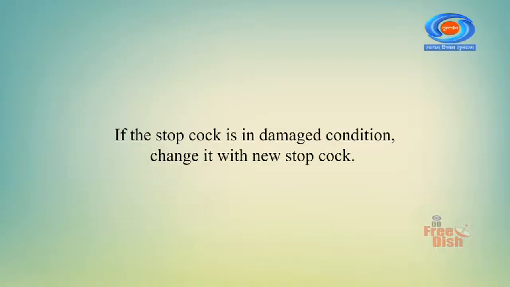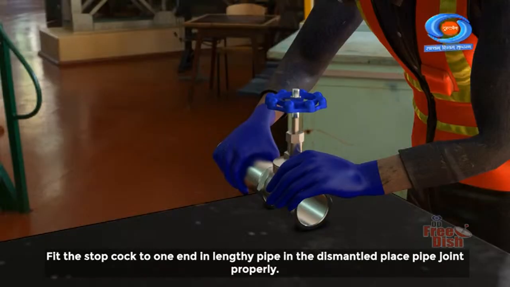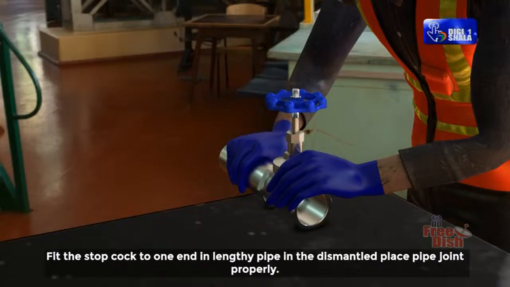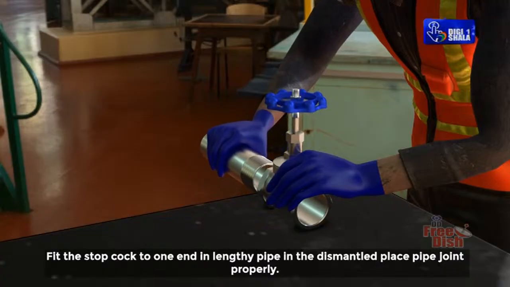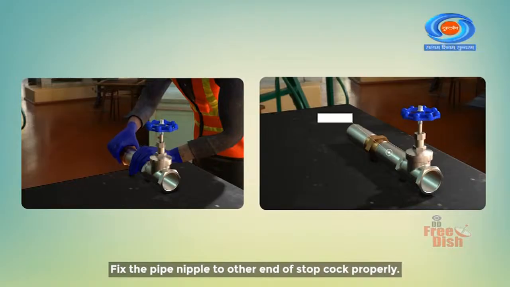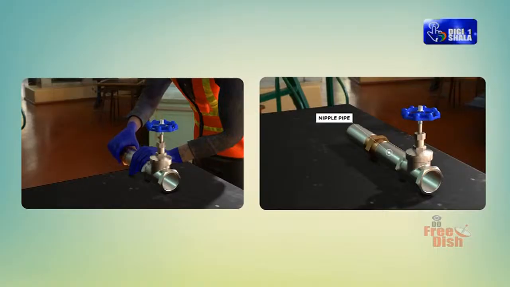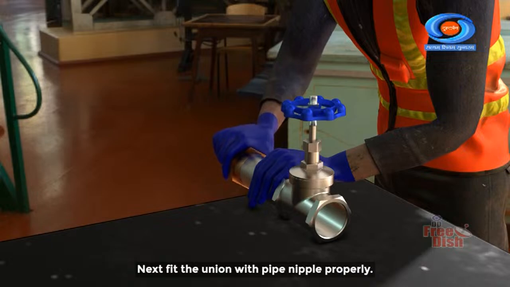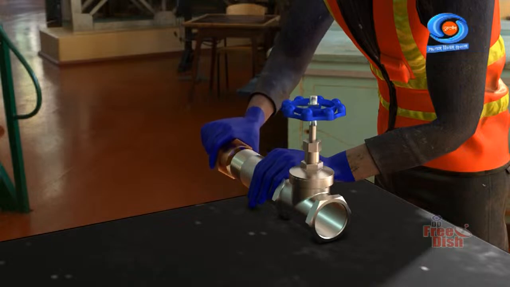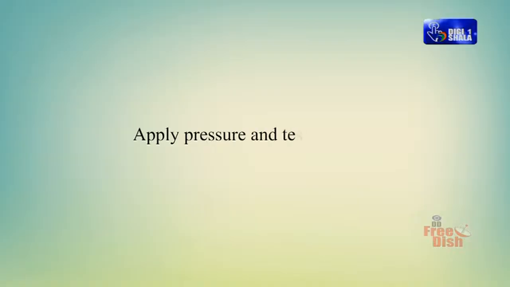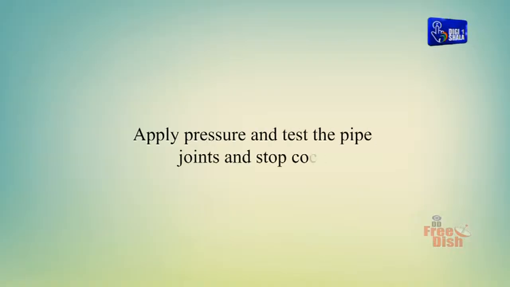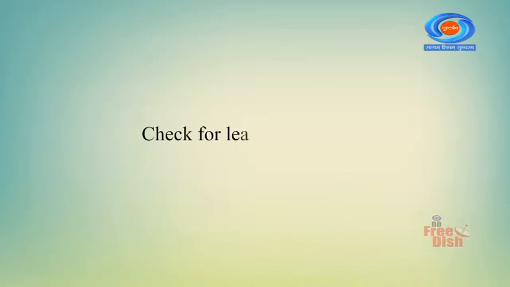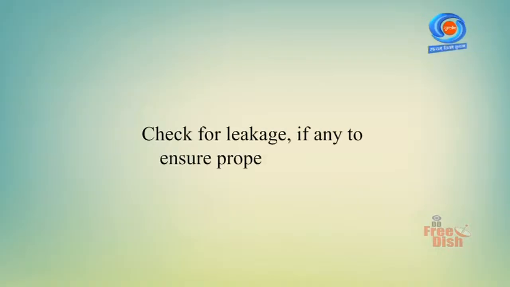If the stopcock is in damaged condition, change it with a new stopcock. Fit the stopcock to one end of the lengthy pipe in the dismantled place, pipe joint properly. Fix the pipe nipple to the other end of the stopcock properly. Next, fit the union with the pipe nipple properly. Apply pressure and test the pipe joints and stopcock. Check for leakage, if any, to ensure proper working.